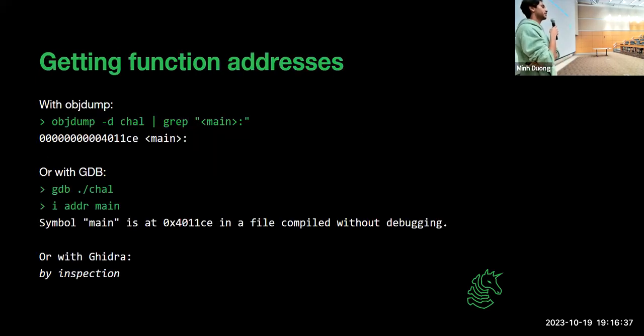Another thing is you might have wondered how we would know where a function address is in order to overwrite the return address to that function. And you can do this in a couple ways. One is you can use something called objdump, and you can just grep for the name of the function, and it should tell you the address. You can also run the challenge in GDB and then just type info address main, or iaddr main. And also you can just look in GitHub, but honestly the other 2 ways are probably better.